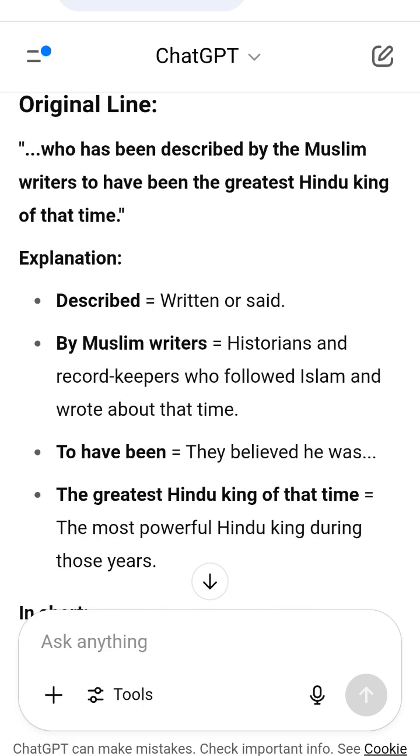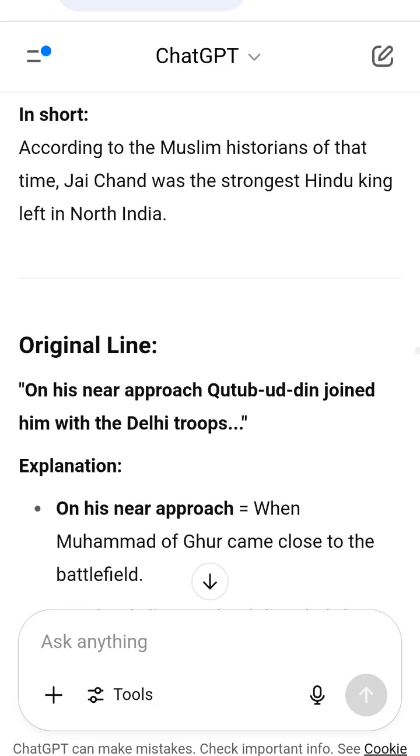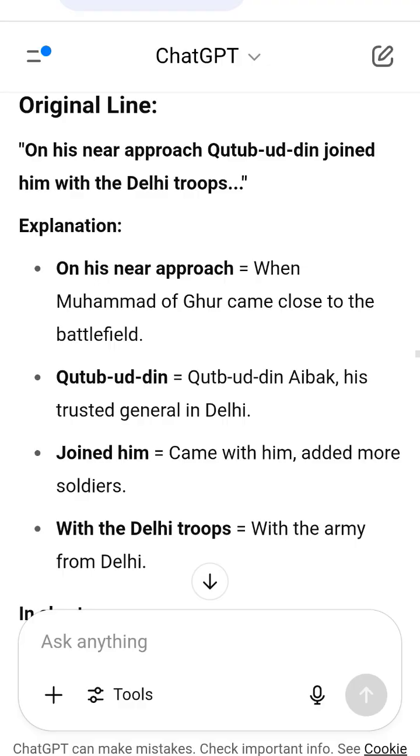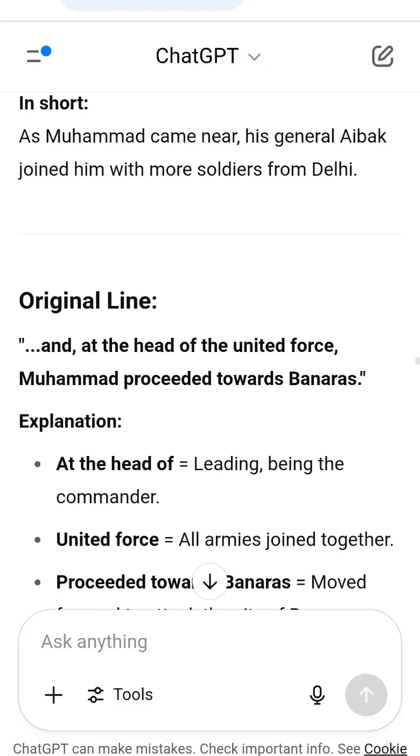1. Background. Who was Jaichand? Jaichand was the king of the Gahadwala dynasty, ruling over Kanauj and 2 very rich and important cities in northern India. He was one of the most powerful Hindu kings of that time.